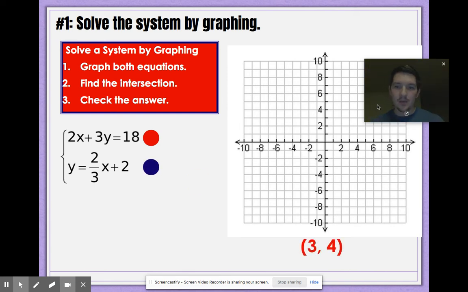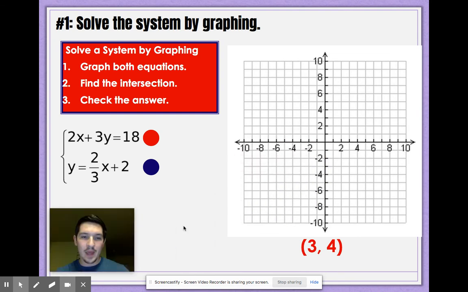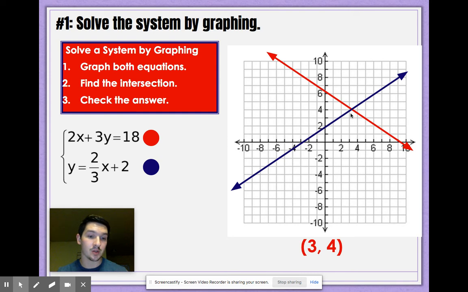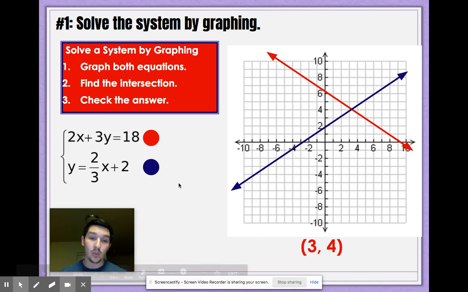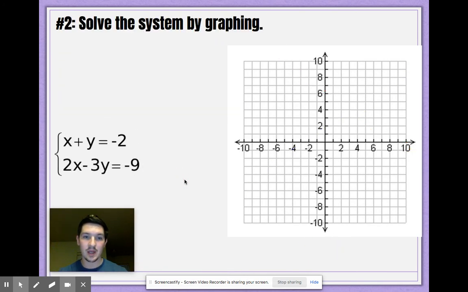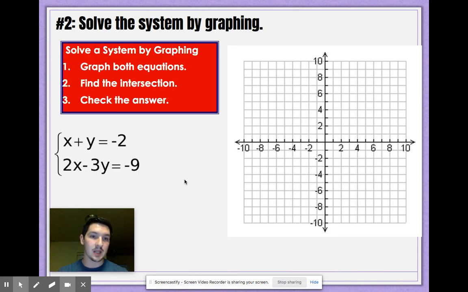If we graph our red line, we would get something like this. We would first have to put it in y equals mx plus b form. Then we could graph the blue line, and it'll look something like this. Your answer is the point where they intersect. This point right here, (3, 4), is our answer to the question. 3 is our x, and it will come true for both equations. 4 is our y, and it will also come true for both equations. We can check our work to make sure that is a true statement by going through our steps.